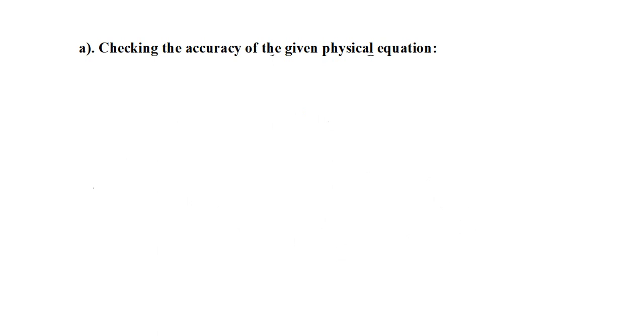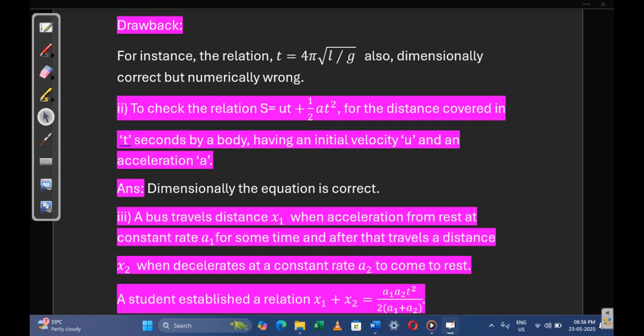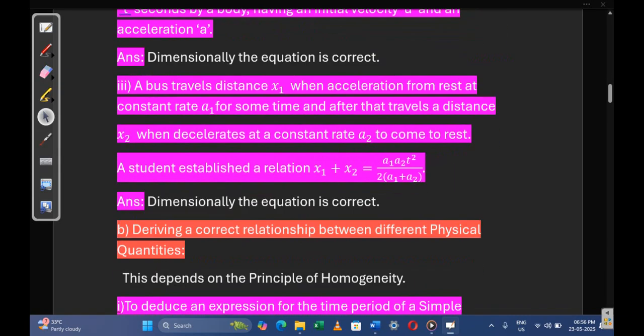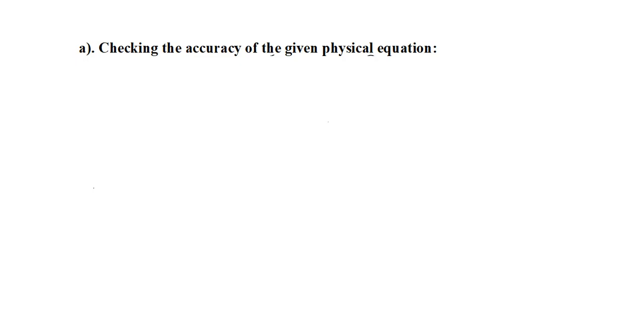Another equation is given here. A bus travels a distance x1 when accelerating from rest at a constant rate a1 for some time, and after that travels a distance x2 when it accelerates at a constant rate a2 to come to rest. A student established the relation x1 plus x2 is equal to a1 a2 t square by 2 (a1 plus a2). Let us check whether this equation is correct or not. How can you check this equation? By using the homogeneity of dimensional formula.